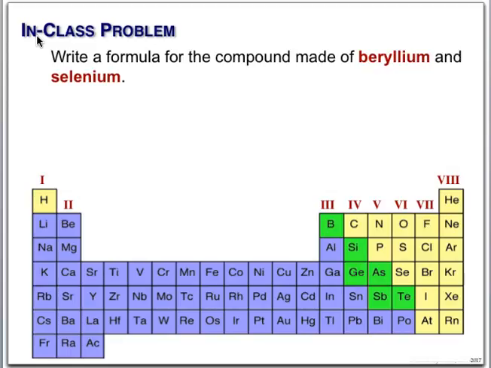Let's do beryllium and selenium. Beryllium is this little guy here in group 2. So what's its charge? +2. Selenium is hiding down here underneath sulfur. It's group 6, so it will be a -2.